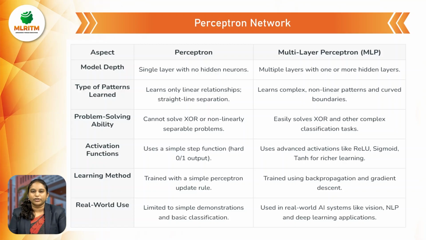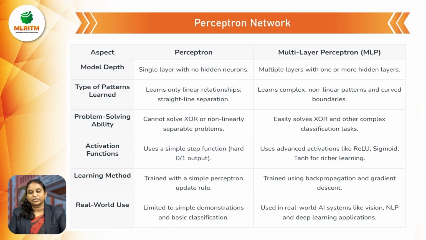So as we learned what is meant by perceptron, and also the layers, how it is going to work with the perceptron, the basic terms of the perceptron. If we need to know what is meant by perceptron and also multi-layer perceptron, we have some aspects here to differentiate between perceptron and the multi-layer. The first one, model depth. Coming to the perceptron, it is a single layer with no hidden neurons. Coming to the multi-layer, as the name says, it has one or more hidden layers.